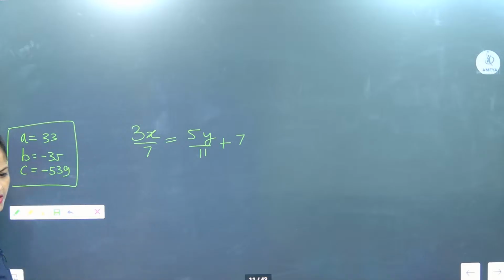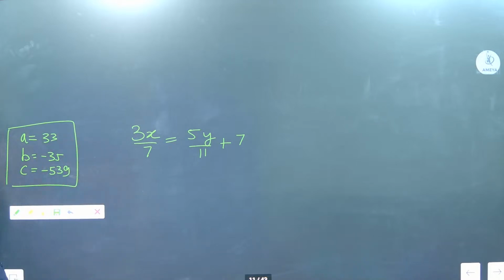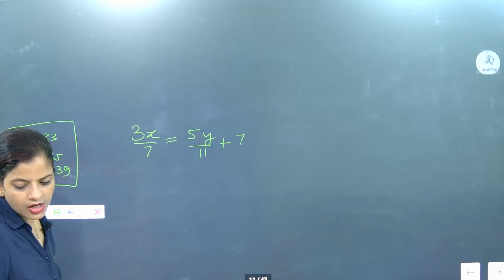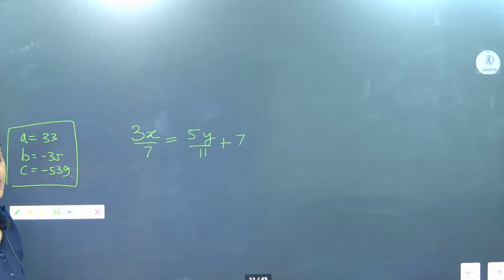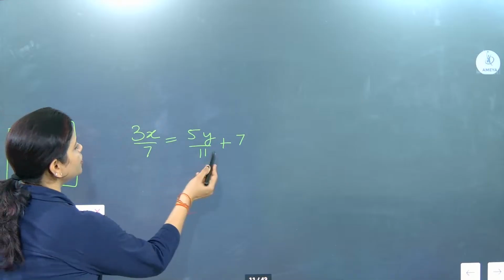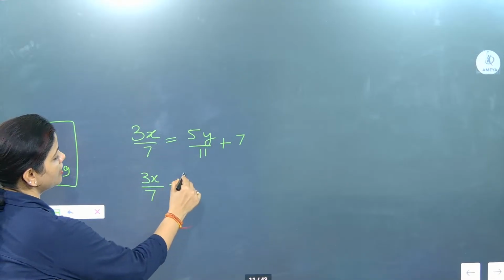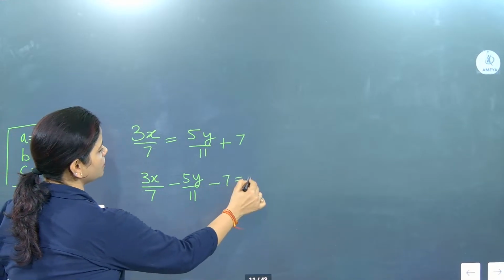Children, let's see whether it is correct. Amrish has just taken the LCM and after that he got the values. Let's check. Keep typing the answer and send it. So first we will shift everything to one side: 3x by 7 minus 5y by 11 minus 7 equal to 0.